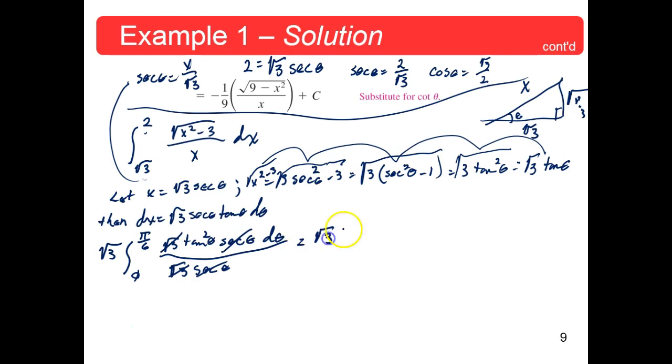It's root 3 times the integral from 0 to pi 6. My pen is really slow. Tangent squared theta d theta. Okay. Now the first thing I want to ask myself is, is tangent squared theta the antiderivative of any function? No. Secant squared theta would have been tangent theta, but tangent squared theta is not the derivative of secant theta. Okay, so don't try that one.